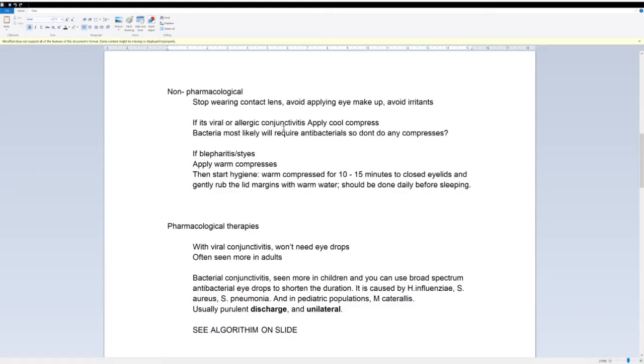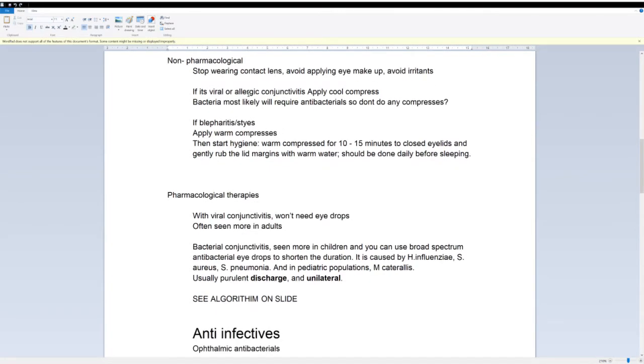Non-pharmacological therapy. This is something that anybody can do. You should stop wearing contact lenses if you have red eyes. Avoid applying eye makeup to avoid irritants. These are some obvious ones. And in situations where patients have viral or allergic conjunctivitis, you should apply a cool compress. And bacteria most likely will require antibacterials. So in this case, we shouldn't do any compresses in bacterial conjunctivitis.